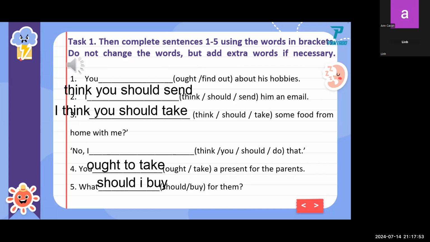Don't worry. Have you got any other advice for me? Yes. You ought to take a present for the parents. Oh, OK. What should I buy for them? Just something small. Something for the house. OK, good. And remember to say please and thank you when you're staying with them. The English are very polite. Great. Thanks for the advice.